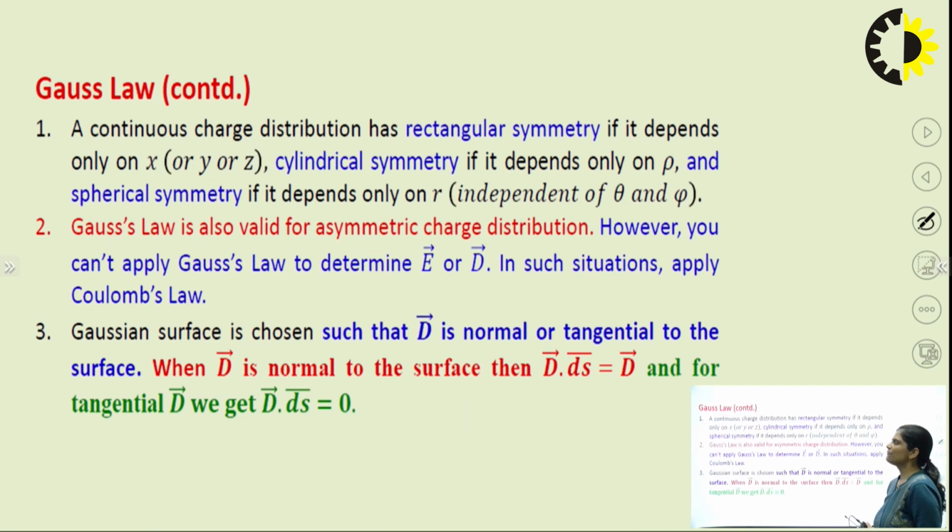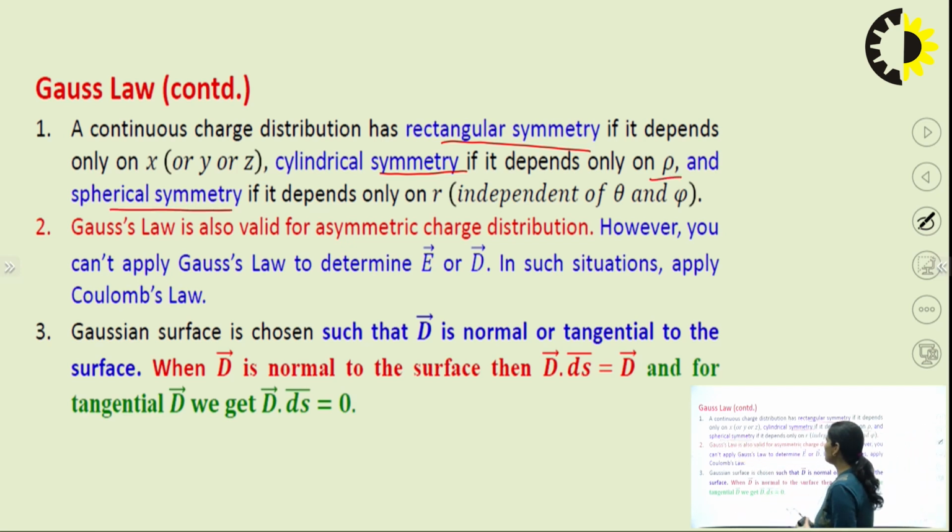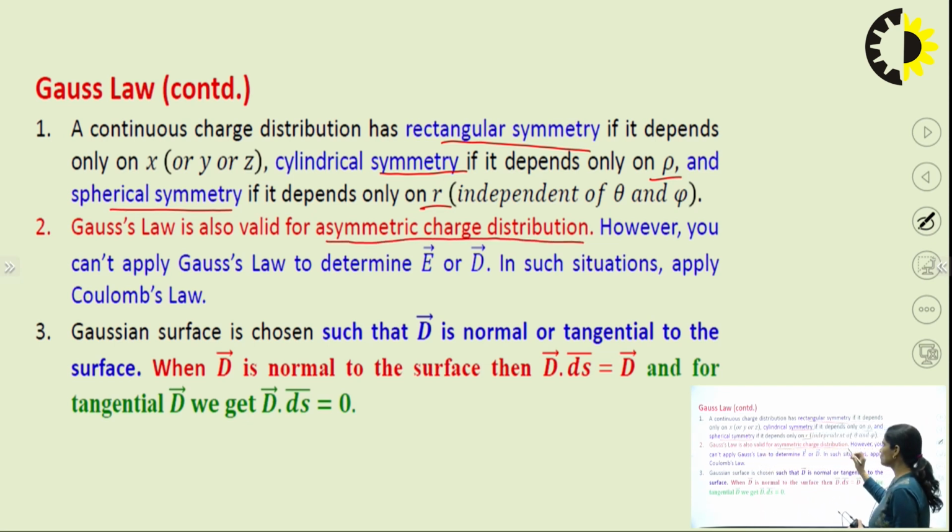Now Gauss law. First, a continuous charge distribution has rectangular symmetry if it depends only on x or y or z, cylindrical symmetry if it depends only on rho, and spherical symmetry if it depends only on r, independent of theta and phi. Now the second point is Gauss law is also valid for asymmetric charge distribution. However, you can't apply Gauss law to determine electric field intensity or electric flux density.